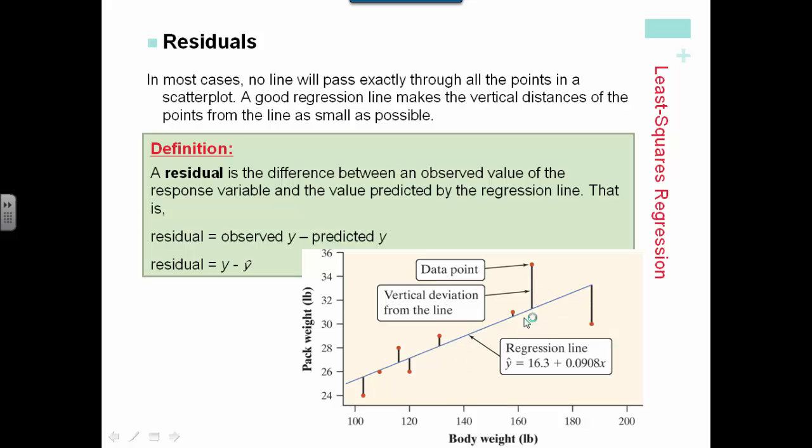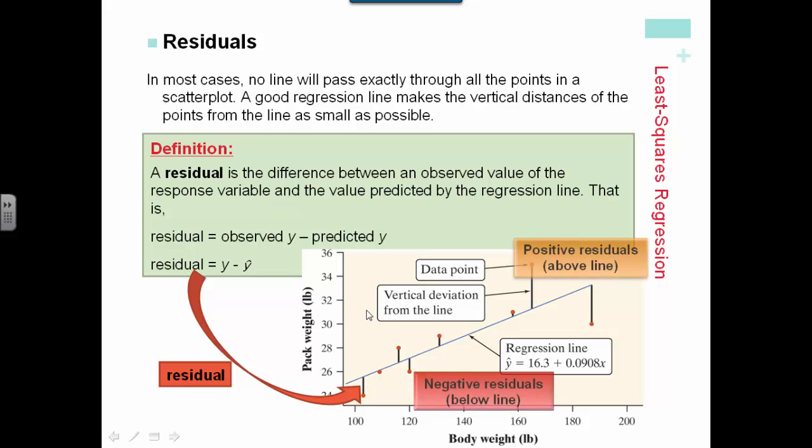Here's the regression line that we would use for this data that's calculated. We have the vertical deviation from the line, or vertical distance in other words, from the data point to the line. The actual y value minus the y predicted value, which is on the regression line, would give us the residual value. As we can see then, positive residuals are above the line, and negative residuals would end up being below the line for our line of best fit or regression line.